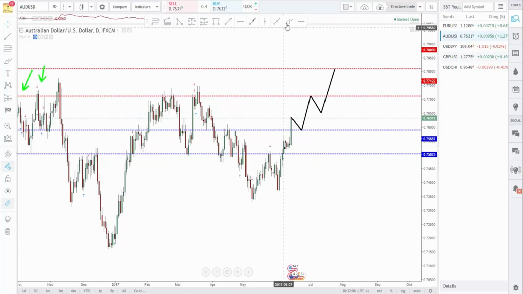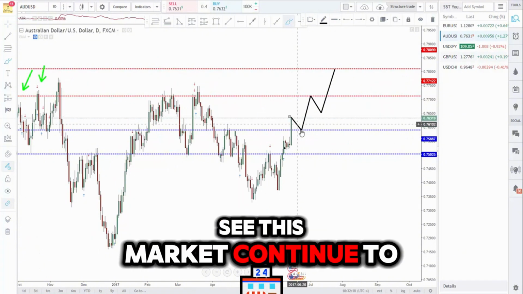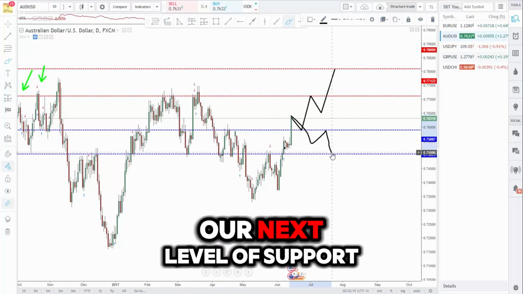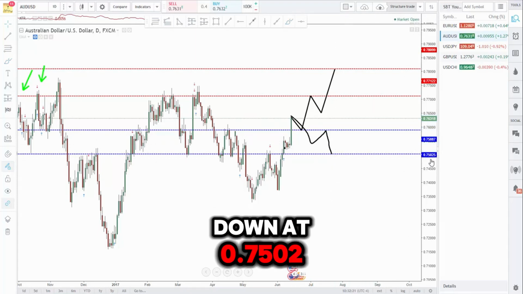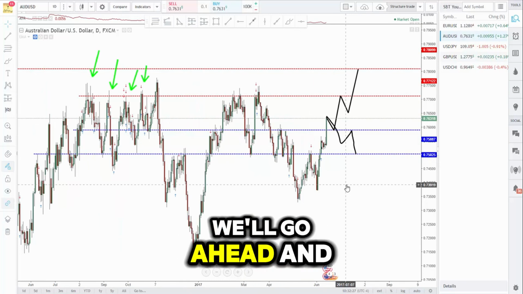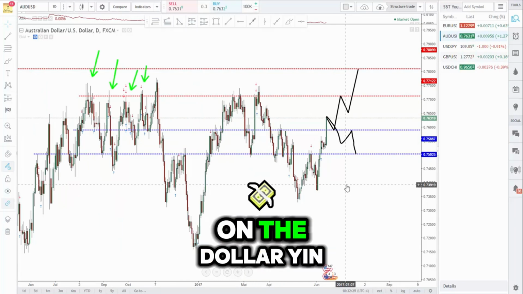of resistance. Now we could also see this market continue to push down and break through that support level. And in that case, we'll be looking for our next level of support down at 0.7502. So that's what we're looking at here on the Aussie dollar. We'll go ahead and move on to our next pair on the dollar yen.